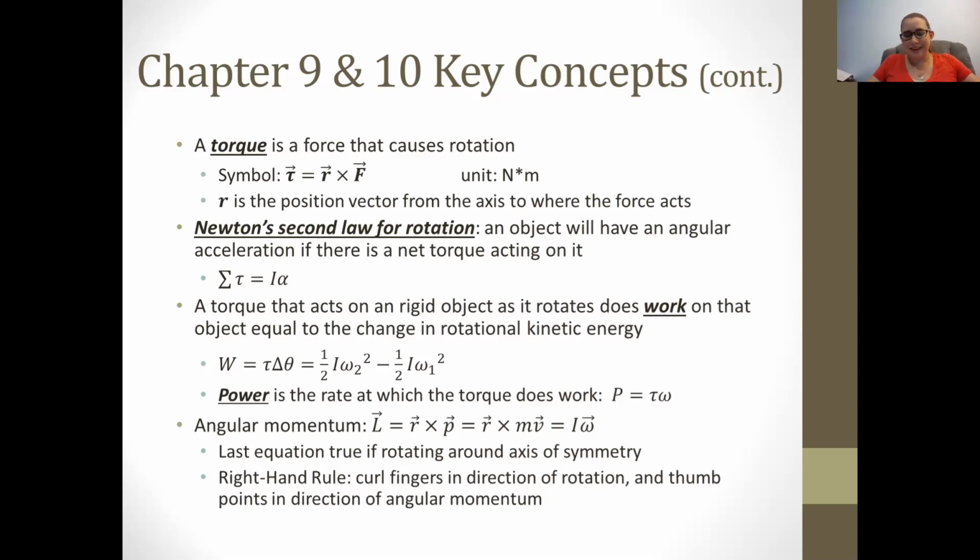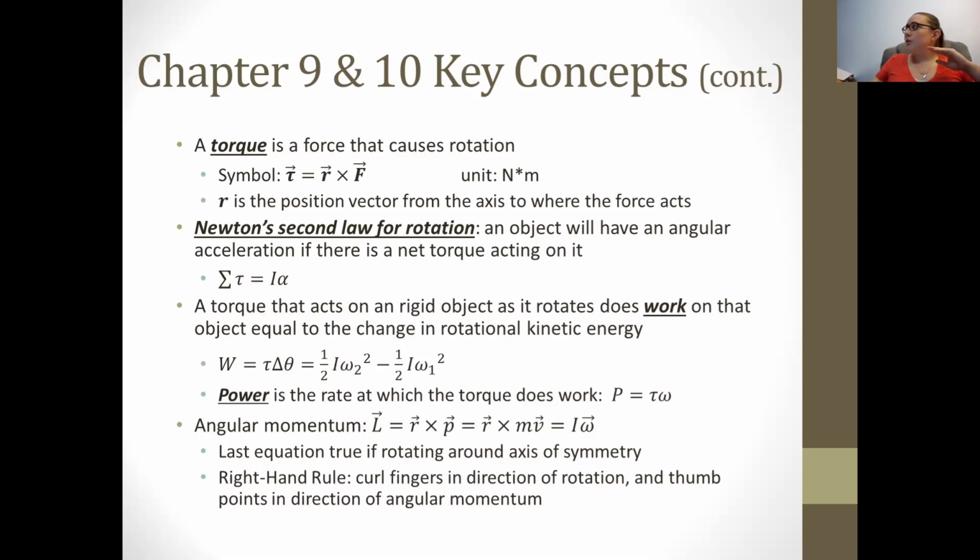Okay, so Newton's second law for rotation, you'll see, is very similar to Newton's second law of motion, the linear version. It's just that now instead of dealing with a net force, we're dealing with a net torque. So if there is a net torque on something, there will be an angular acceleration. It will rotate if there is a net torque on something.